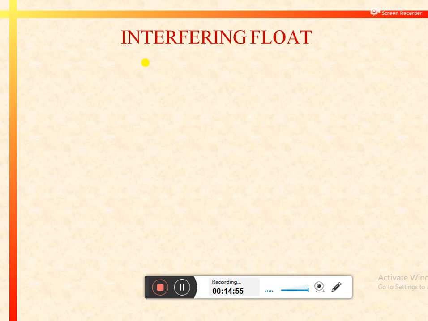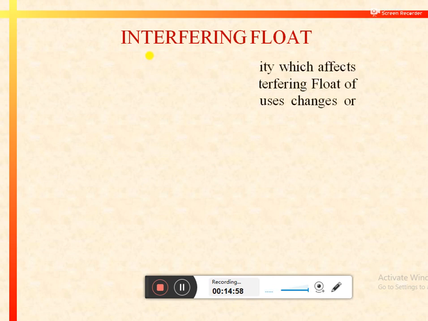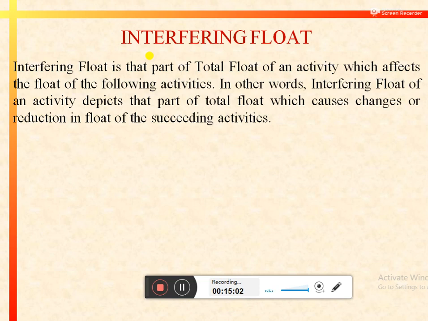Now we will discuss the third type of float, that is interfering float. It is that part of total float of an activity which affects the float of the following activities. Unlike free float, this float affects the following activities. In other words, interfering float of an activity depicts that part of total float which causes changes or reduction in float of the succeeding activities. So interfering float is that part of the total float which affects or reduces the float of the succeeding activity.